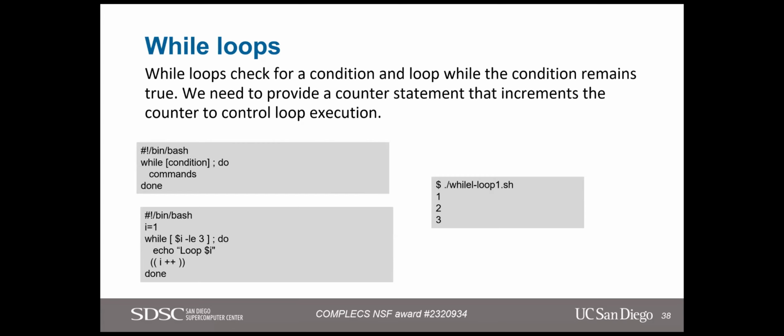Our third type of loop is the while loop. It's going to check for a condition and loop while the condition remains true. In this particular example, we want to loop for 3 times. But to do that, we need to provide a counter, or else it's going to become an infinite loop.